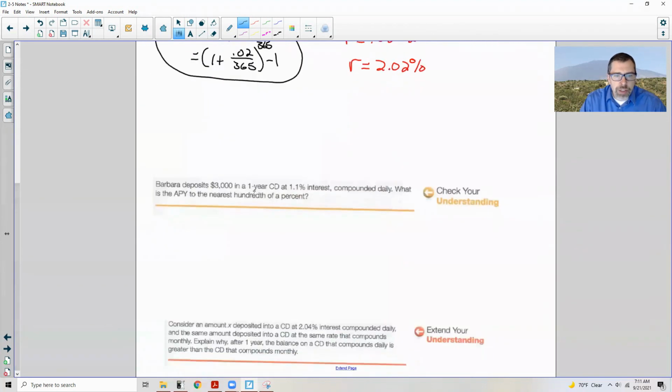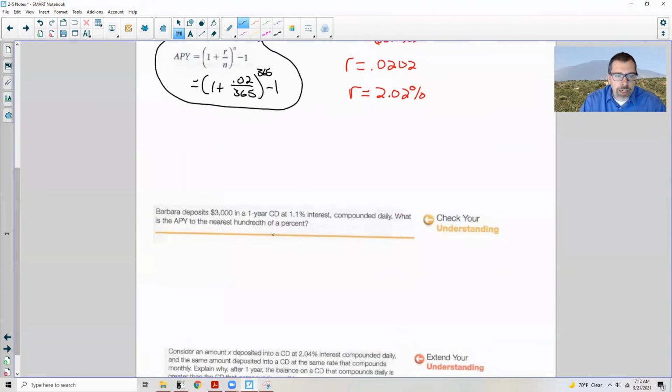Barbara deposits $3,000 in a 1-year CD at 1.1% interest compounded daily. What is the APY to the nearest hundredth of a percent? Check your understanding, pause the video, see if you can do this, and we'll check it. So here we go. APY equals (1 plus R over N) to the power of N, minus 1. So what do we need to know? We need to know R. We need to know N.